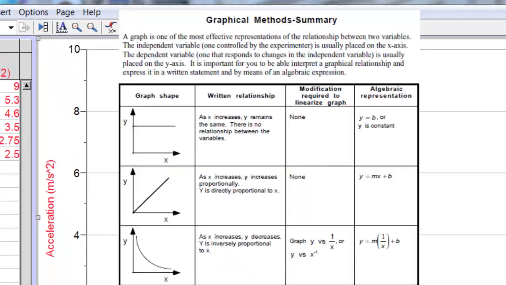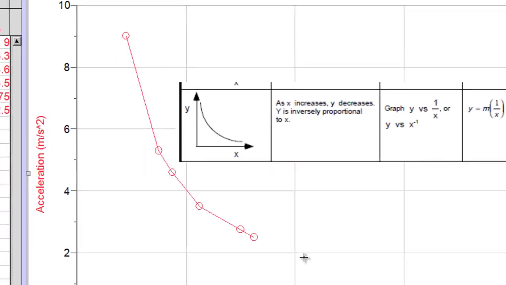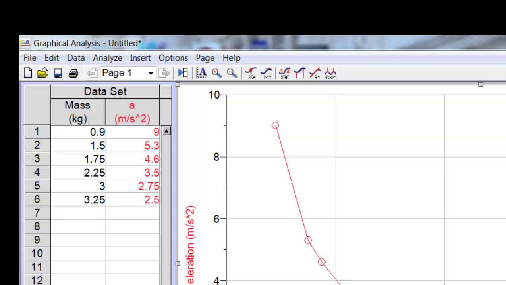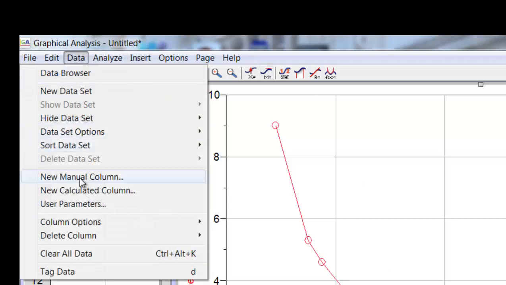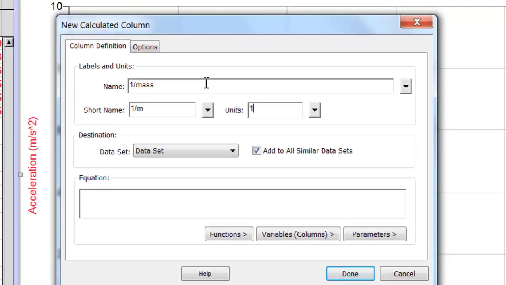Looking on that summary sheet I gave you guys on Friday, an inverse relationship means we're going to graph y versus 1 over x. So I'm going to get a new calculated column and have the computer calculate 1 over x. Go to Data, New Calculated Column. I'm going to call it 1 over mass, because that's my x. Short name, 1 over m. Units, 1 over kilograms. And I'm done.